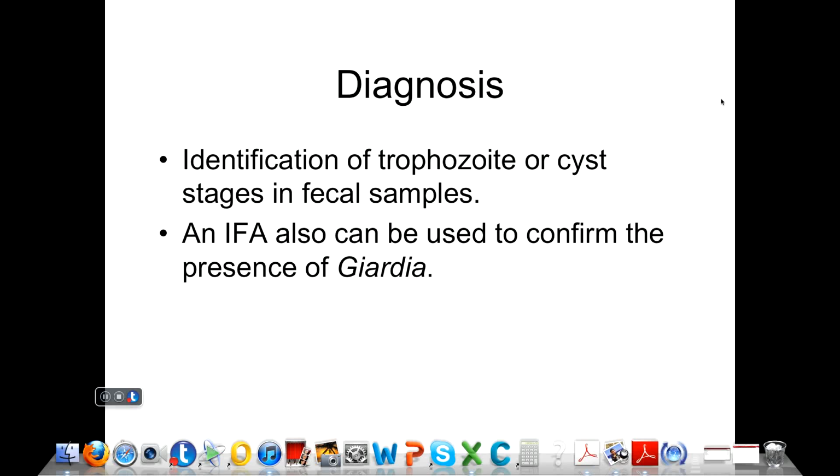Sometimes it is difficult to do this because the number of cysts or trophozoites might not be particularly high at the time that you are examining the stool. So usually you have to look at multiple stool samples, and they are trying to use more sensitive techniques to find rare cysts or trophs that might be present. The indirect immunofluorescent assay is one assay that's used, and also PCR.